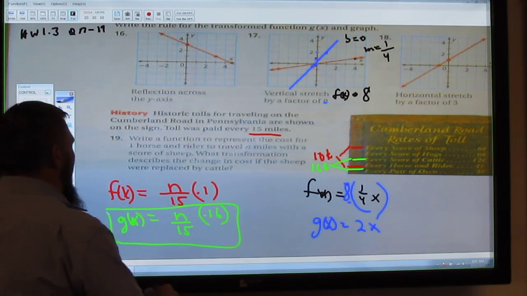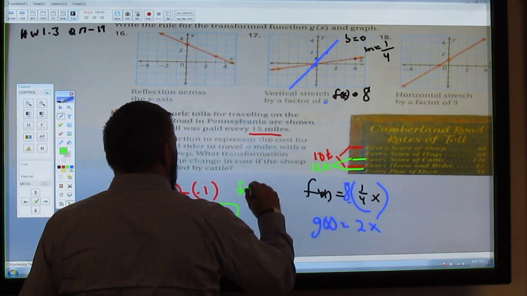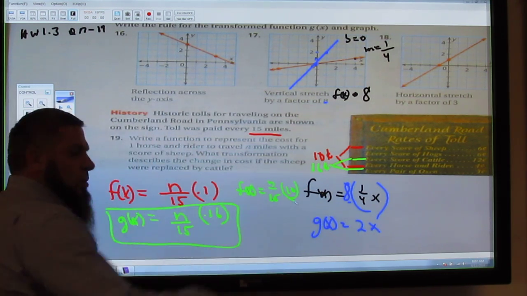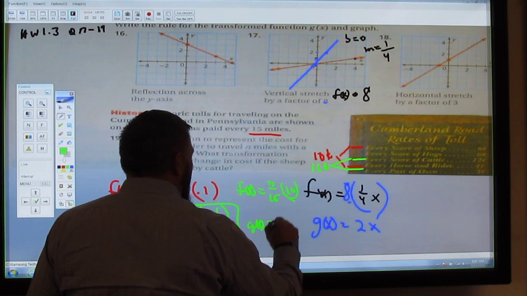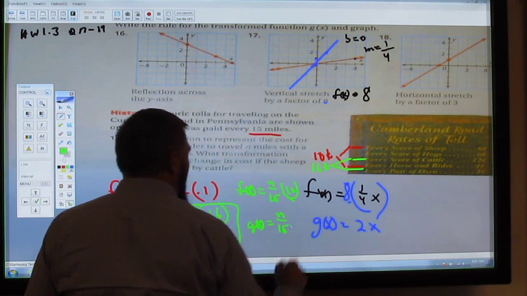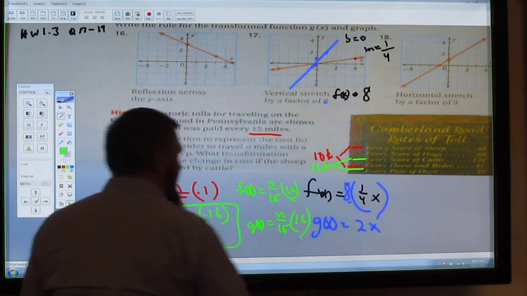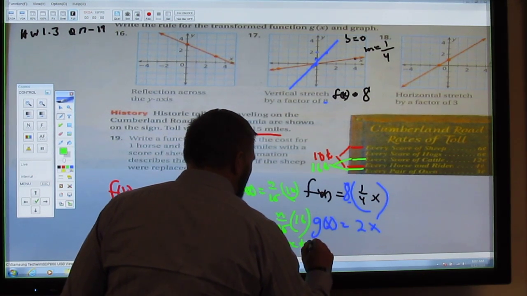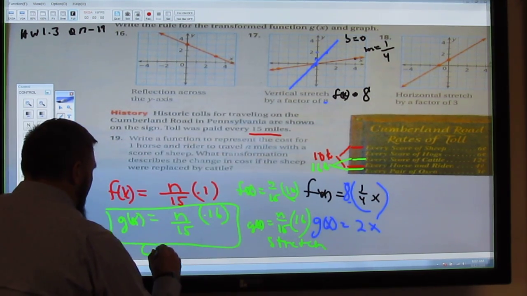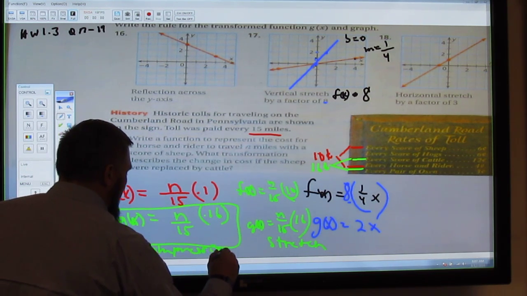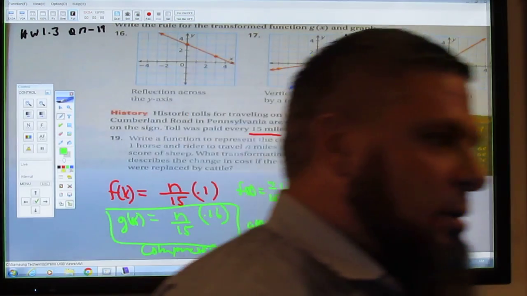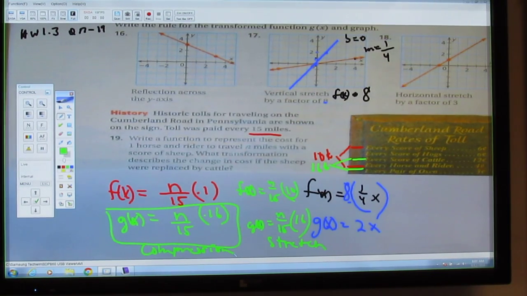This could have just as well been f of x is equal to n over 15 times 10. Okay? Whereas this would have been g of x is equal to n over 15 times 16. And the difference is, this is a stretch, and this is a compression. So you have to kind of know. Does that make sense? Compression is multiplying by less than 1. A stretch is multiplying by greater than 1. Okay?